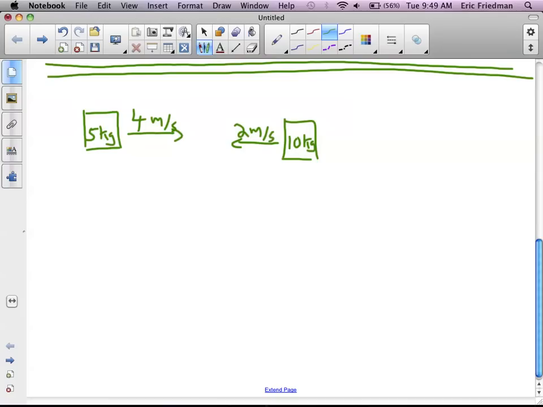The tricky thing about when you have elastic collisions is I still need more information. I still need to have more information in order to get what is going to be the end result of this.